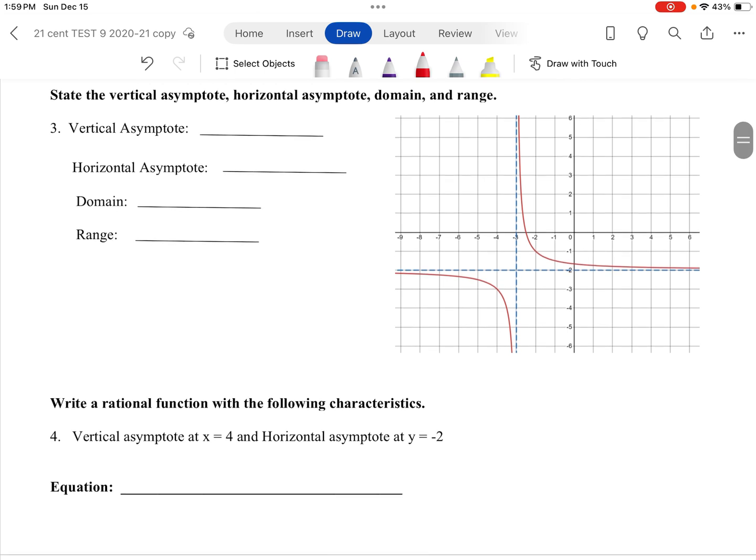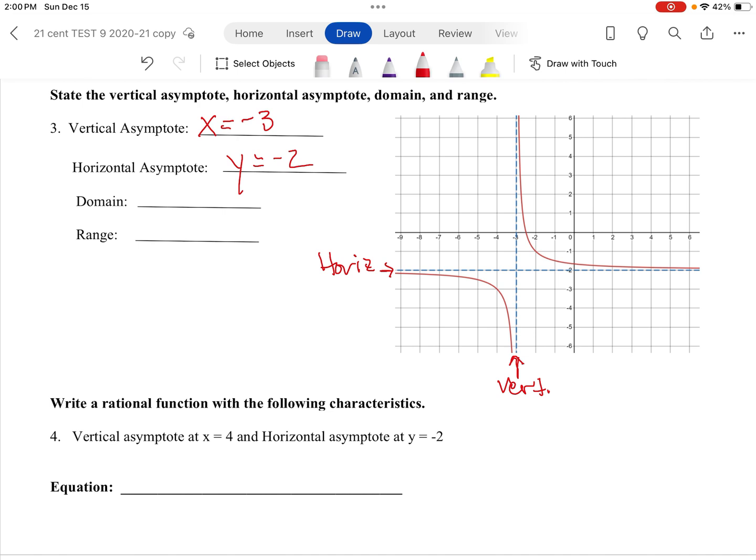Number 3, state the vertical and horizontal asymptotes and the domain and range. The vertical asymptote is this one that goes up and down, and it is always an x equals line. So it is x equals -3, because every x value is -3. The horizontal is the one that goes across. So it's going across y equals -2.